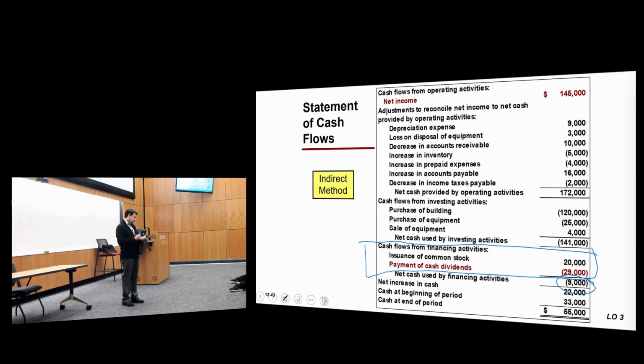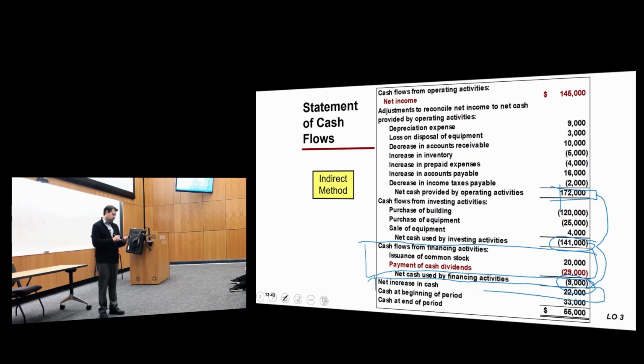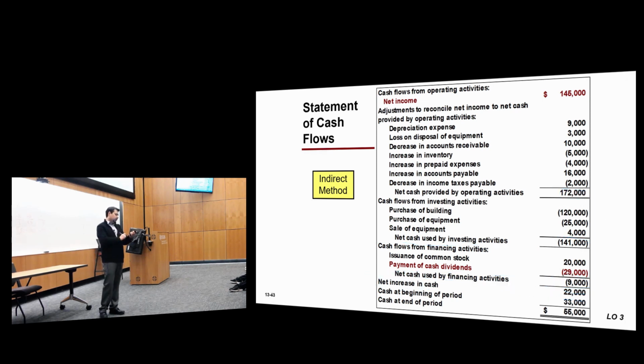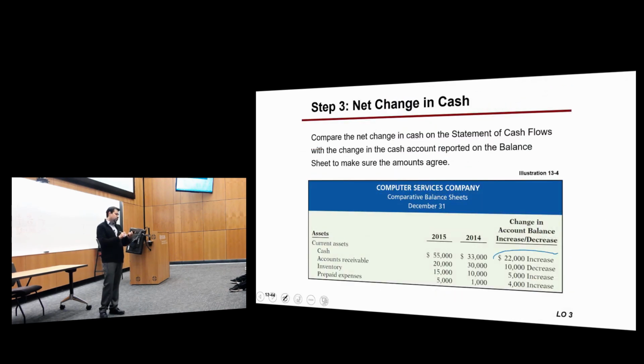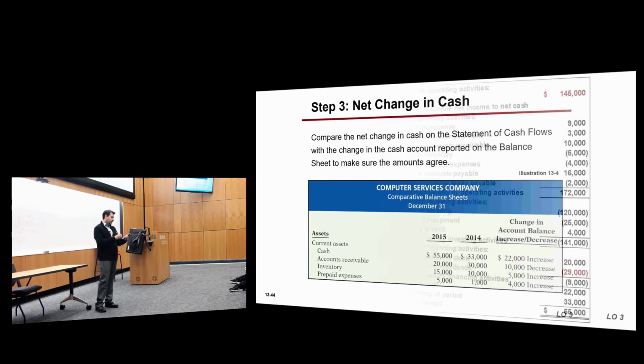In the earlier example, cash was used by investing activities. Net cash provided by operating activities was 172,000. You just add those three numbers, 172 minus 141 minus 9,000, and it gives you the net increase in cash. This is the net change in cash. You compare it to the change in cash, which was a net increase of 22,000. You have here a net increase of 22,000.